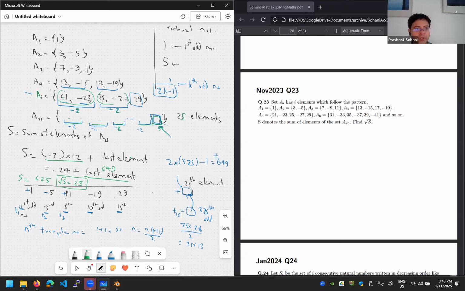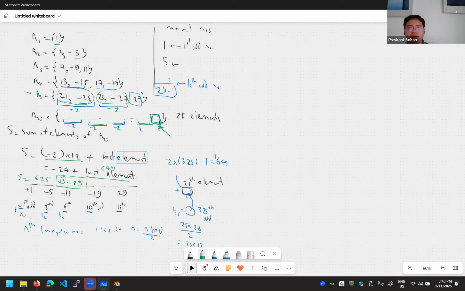Okay. So then again, to repeat the logic of how we computed the last element. We looked at all the last elements like 1, 5, 11, 19. Maybe it would be better to write it as a table. The last element of A1 was 1, which is the first odd number, ignoring the sign for now. For A2, the last element was 5, which is the third odd number.